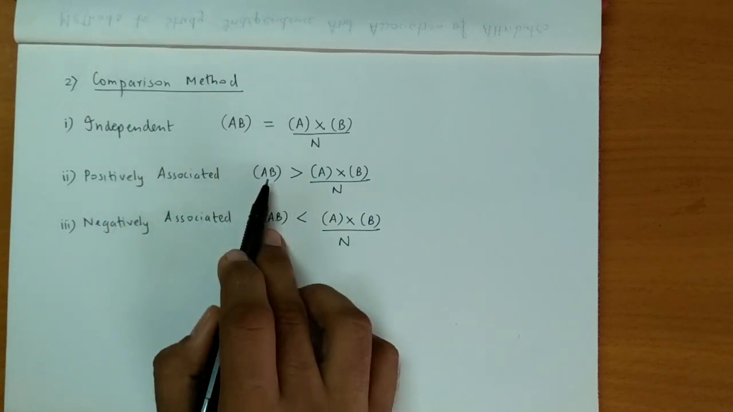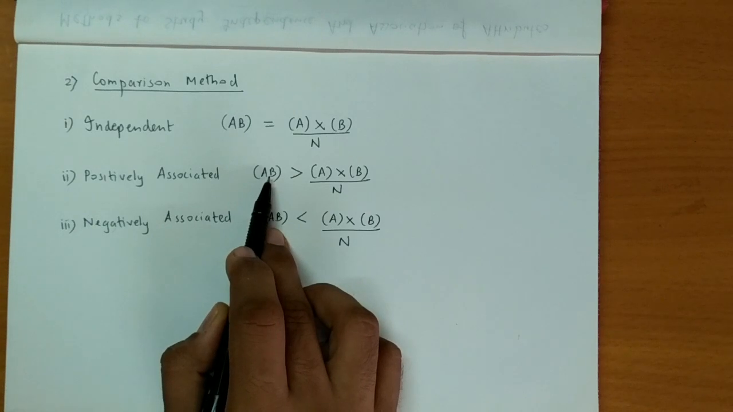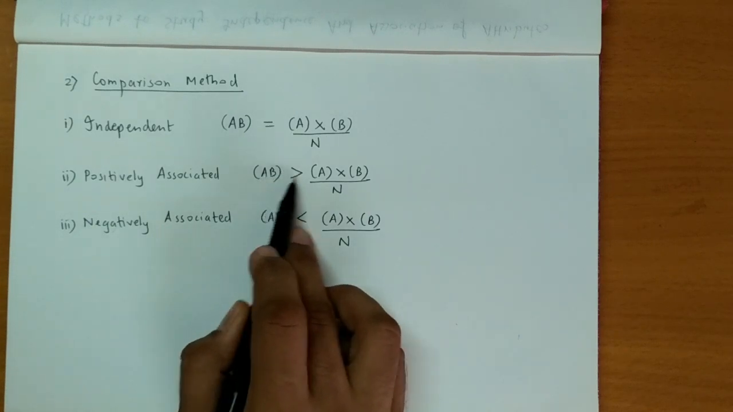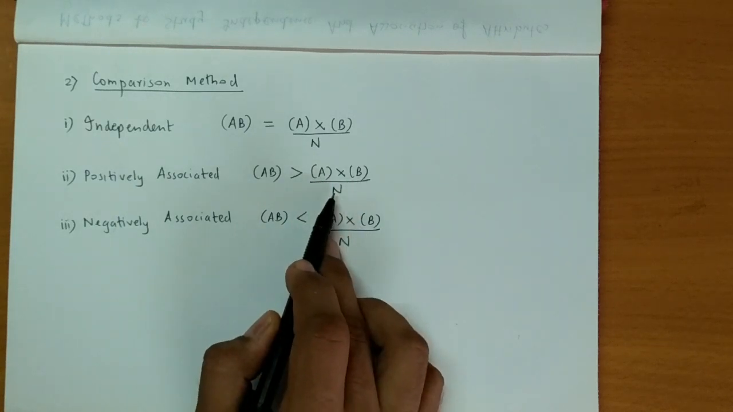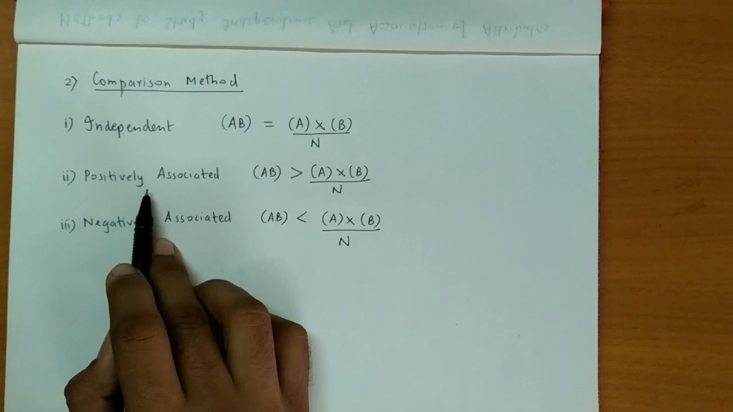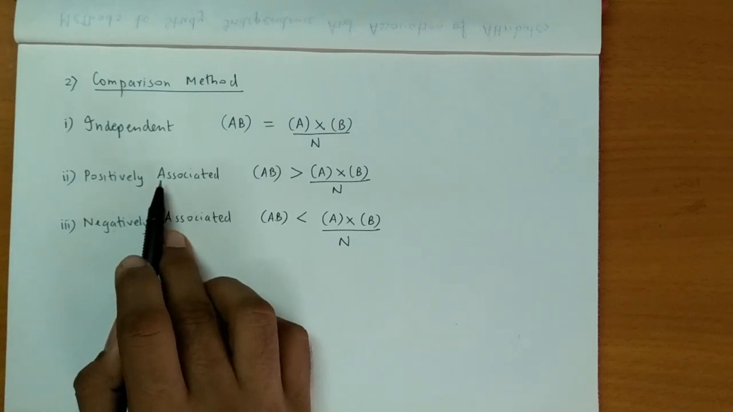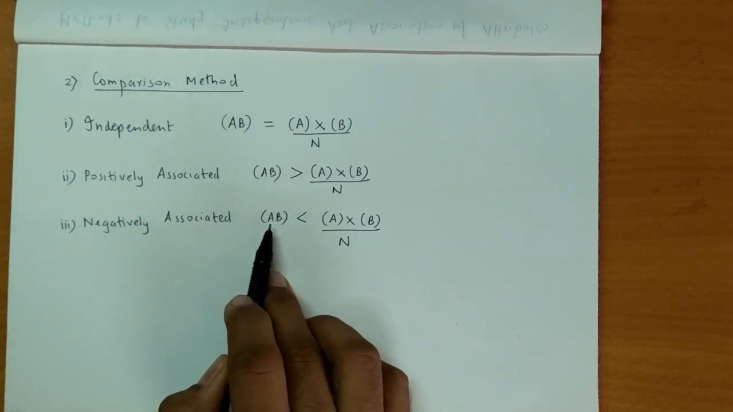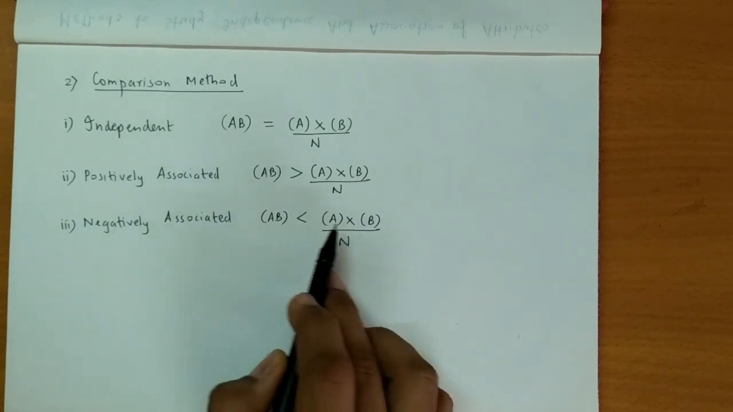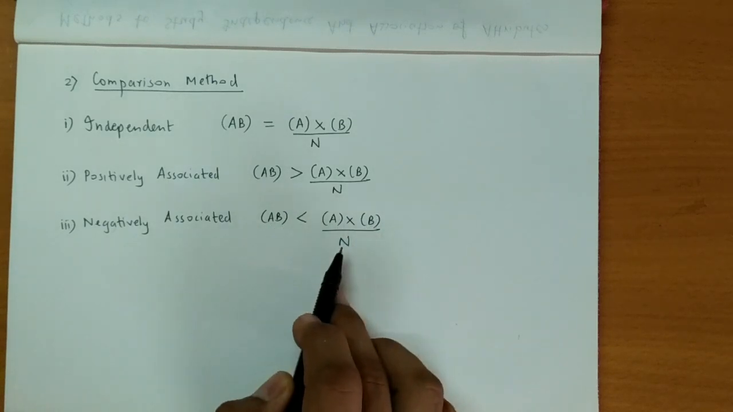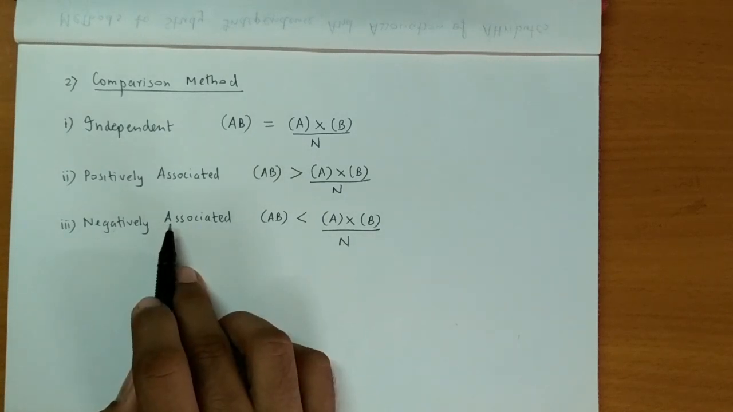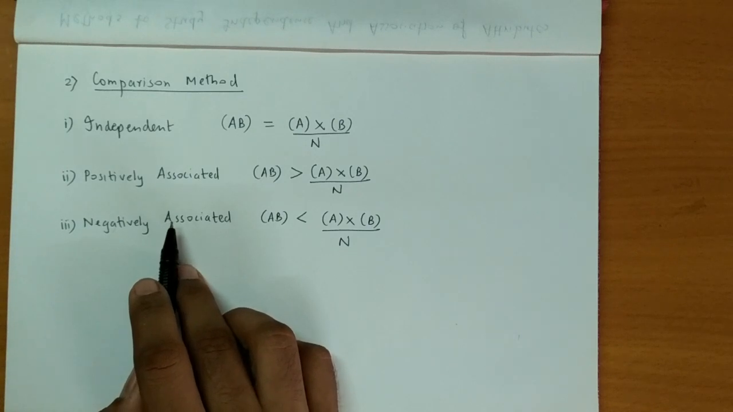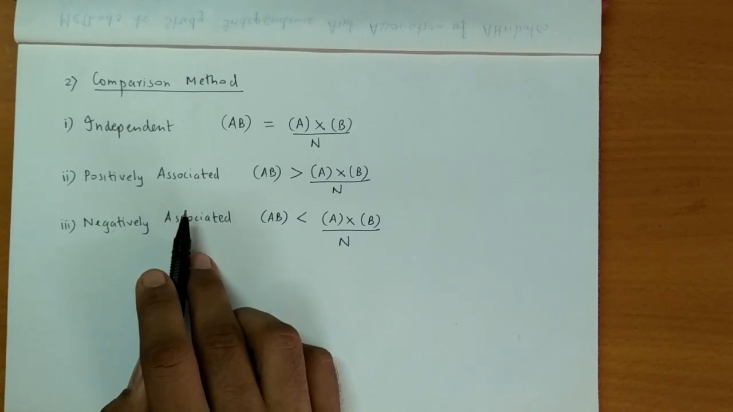Similarly, यहाँ पे condition आ गई positive association की. So if frequency of AB is greater than A into B upon N, then we say attributes are positively associated. और last में अगर AB की frequency is less than frequency A into frequency B upon N, then we say the attributes are negatively associated. So हमने दो मेथड स्टडी किए, करेक्ट? पहला था proportion मेथड और दूसरा था comparison मेथड.